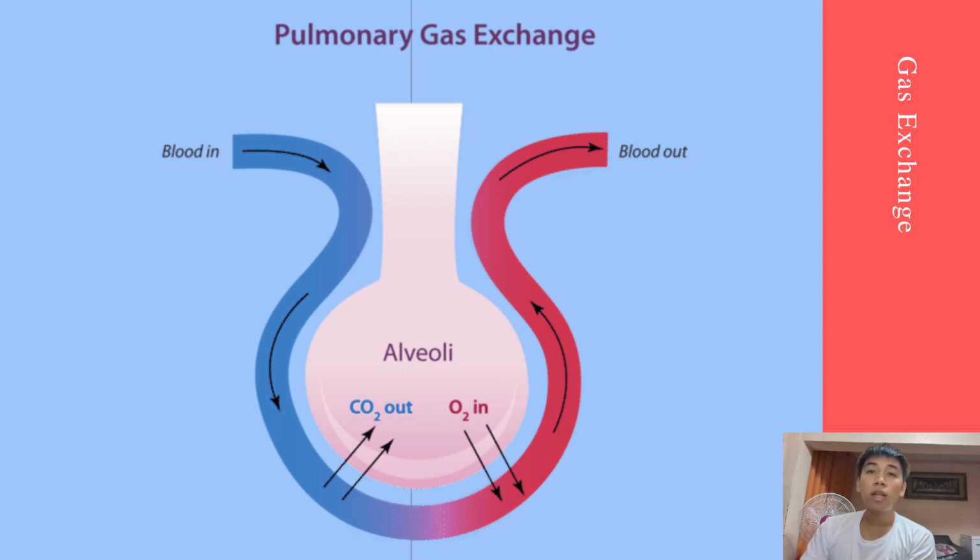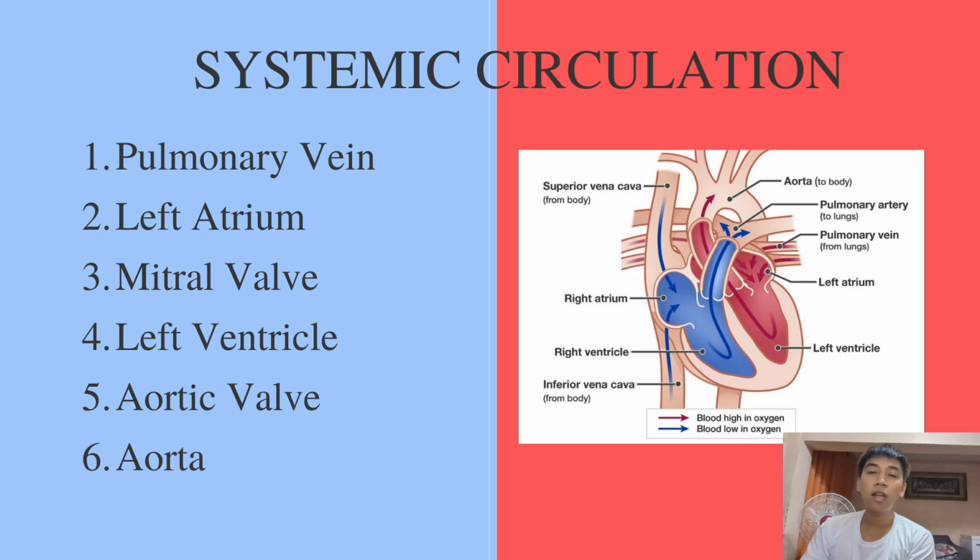After that, the oxygenated blood will now leave the lungs through the pulmonary veins and go back into the heart, but this time it is in the left atrium. And that is where the pulmonary circulation will end.